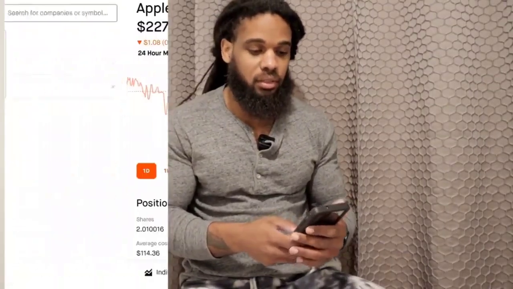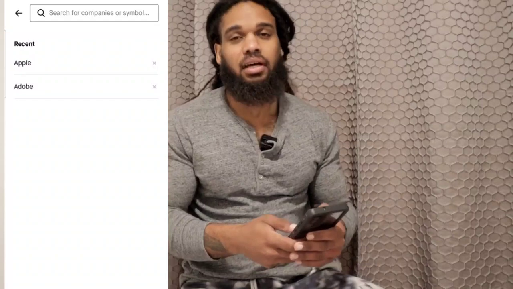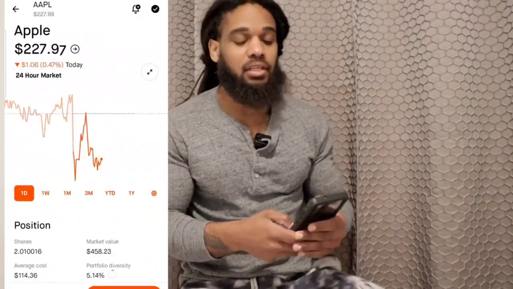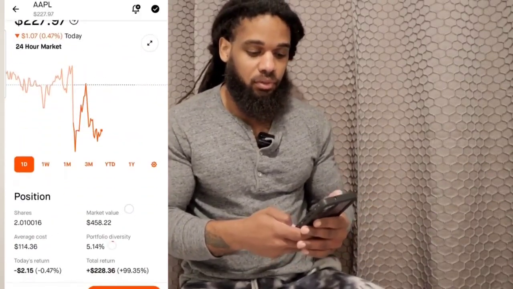How to trade options on Robinhood for beginners. All right, so the first thing that we're going to do is look for the specific stock that we want to trade. So for this example, let's do Apple.